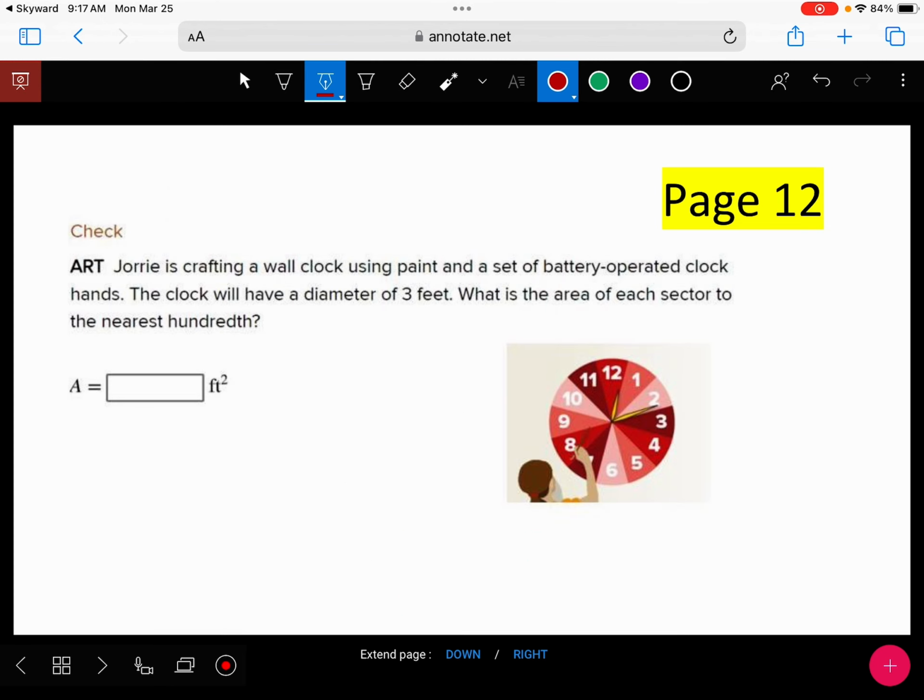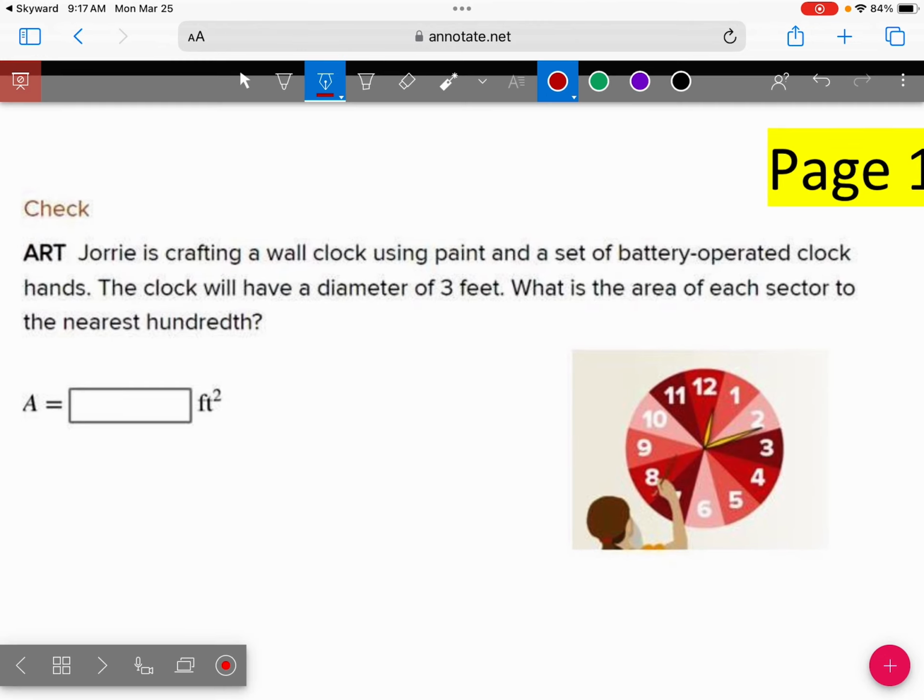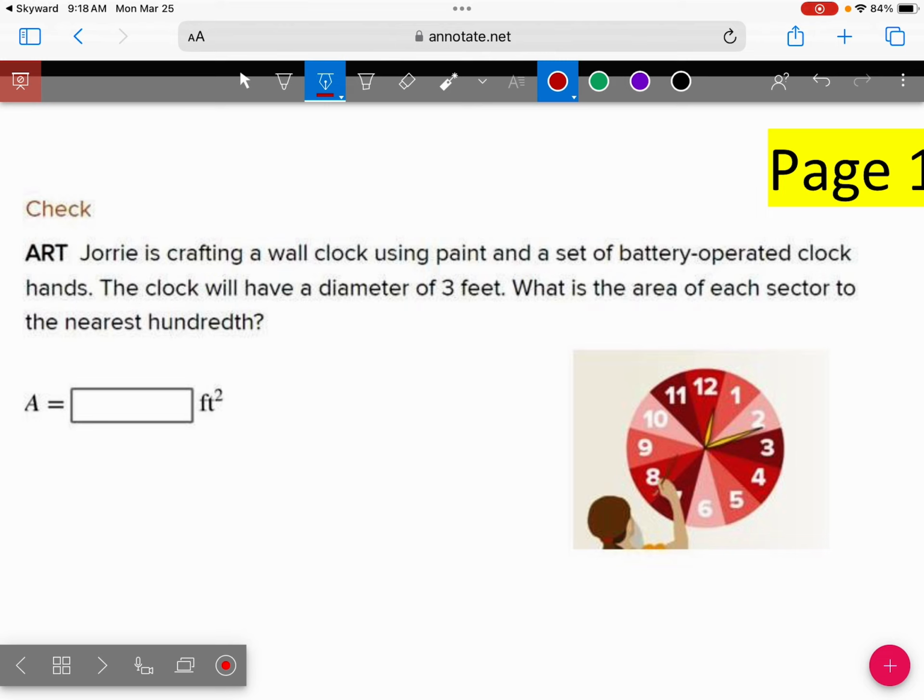All right. So this one says Jory is crafting a wall clock using paint and a set of battery operated clock hands. The clock has a diameter of 3. So this is just like the last one. We got to find the area of each sector. How many sectors are on this clock though? 12. Does everyone see that? If you look here, do you see how there's 12? We count up to 12 and all 12 are equal.